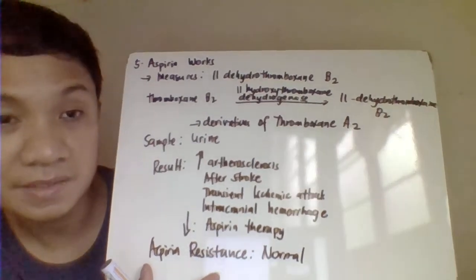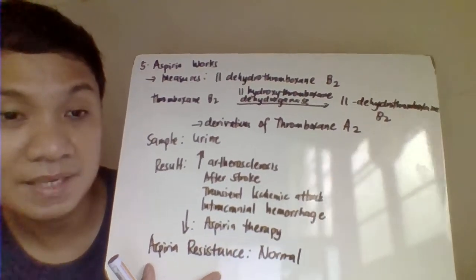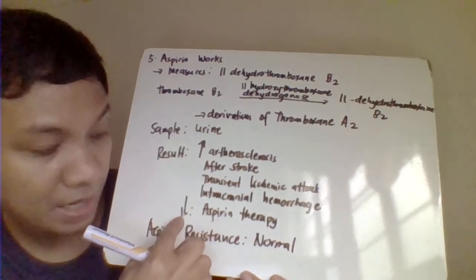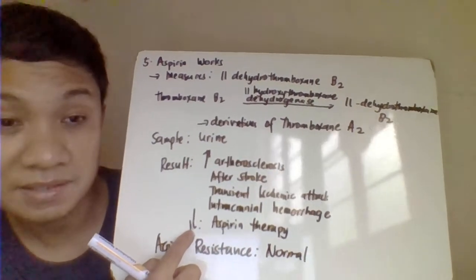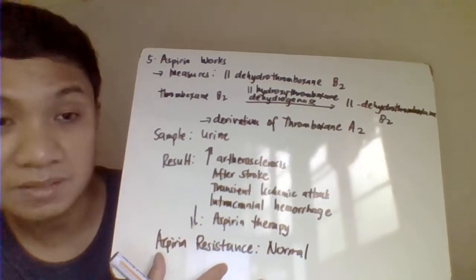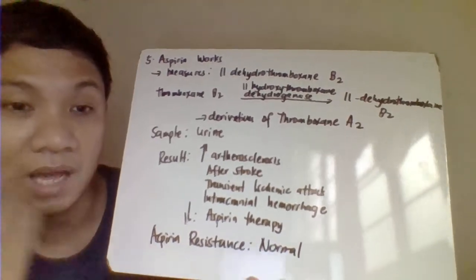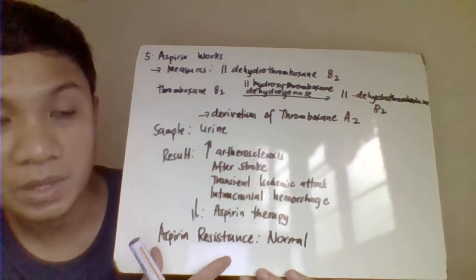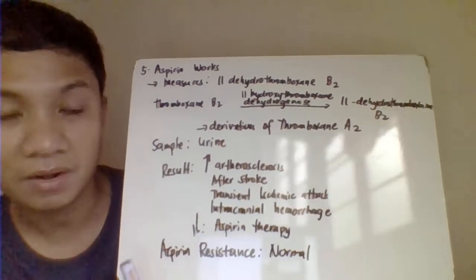That is your aspirin resistance. If the patient is not resistant to the aspirin, what should happen? The result should decrease. Since the patient is resistant to aspirin, the aspirin administration has no effect, therefore the result is still normal. That will identify your aspirin resistance. Okay, so thank you.